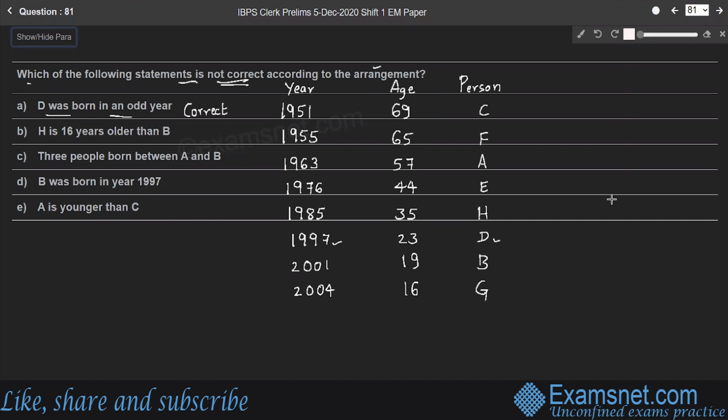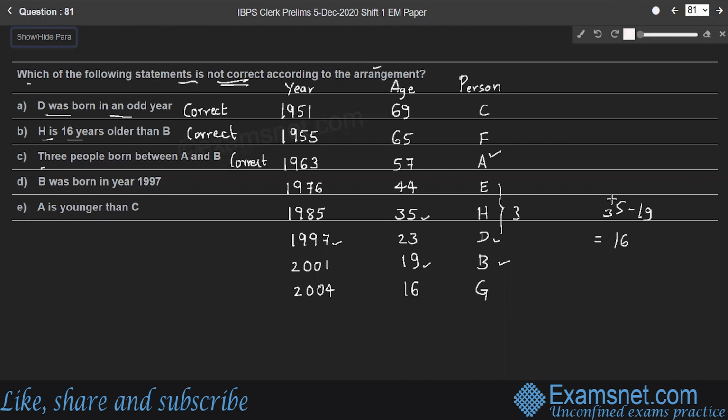So we have to find the statement which is not correct, right? Second statement, H is 16 years older than B. H is 35 years and B is 19 years. So 35 minus 19 is 16. So H is 16 years older than B, which is correct. Option C. 3 people born between A and B. A is here, B is here. So there are 3 people, right? So which is correct.